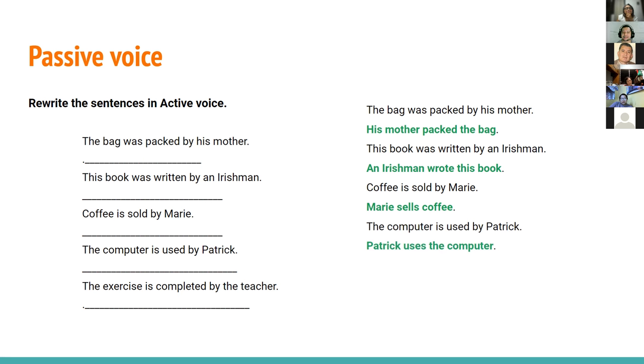The exercise is completed by the teacher. The teacher completes the exercise. Why? Porque aquí está en presente. Entonces aquí esto nos va a decir que la oración la transformamos en presente. Y si el verbo to be aquí en pasiva está en pasado, la transformamos en pasado. That is the key, right? Let's see if we have something else.